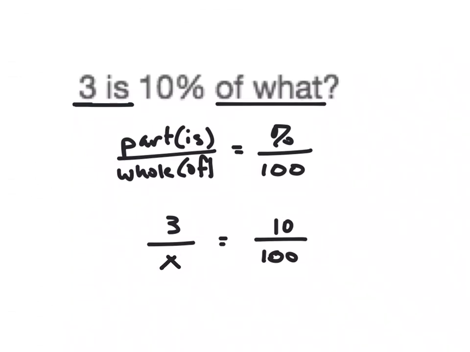Now let's cross multiply. I've got 10 times x is equal to 3 times 100.